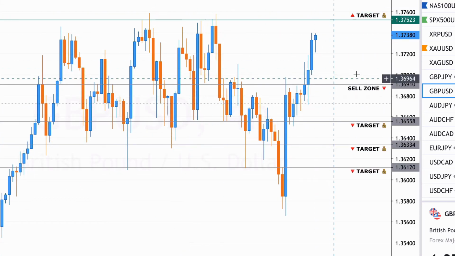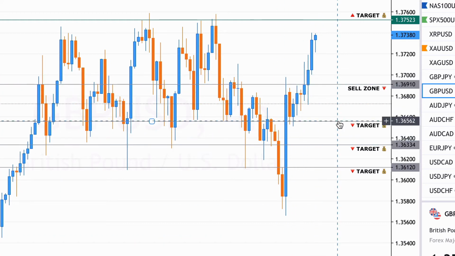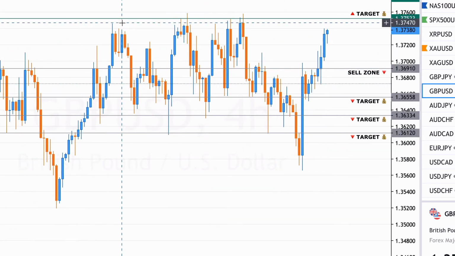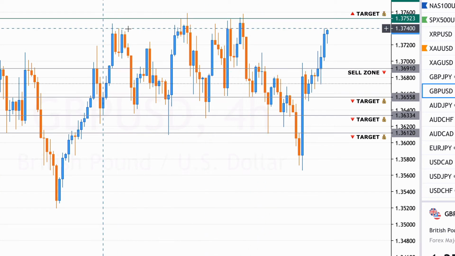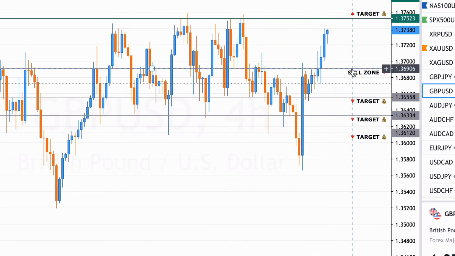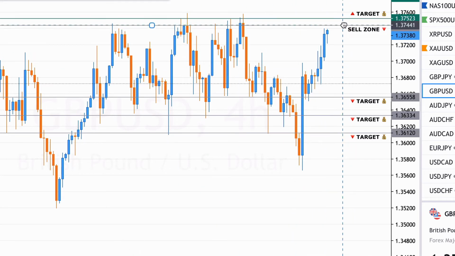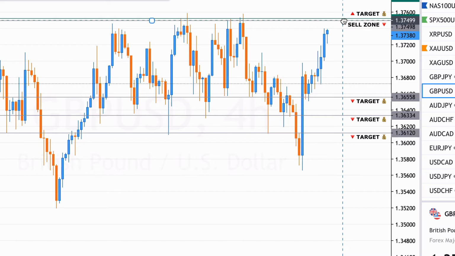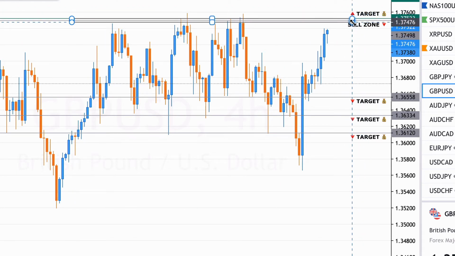Key area. Let's come clean here. See this wick activity on the 4 hour? This rejection around this area? That's why I had that as a target. So my sell zone is right up in here. Right in here.